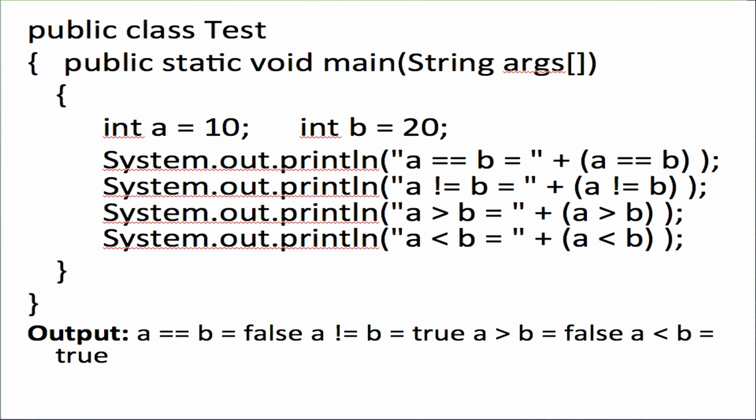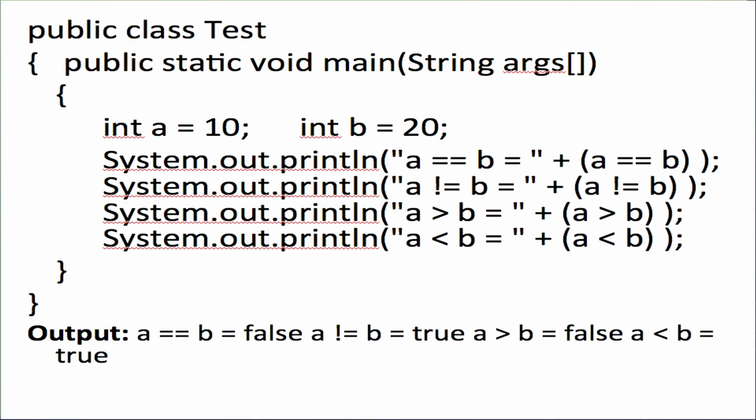So here in the fourth line a is less than b. This line will represent the true answer, a less than b. It will display a less than b equals true. So this is the relational operator. We can use these relational operators in the Java programming language. This is a Java program where we are using different relational operators.